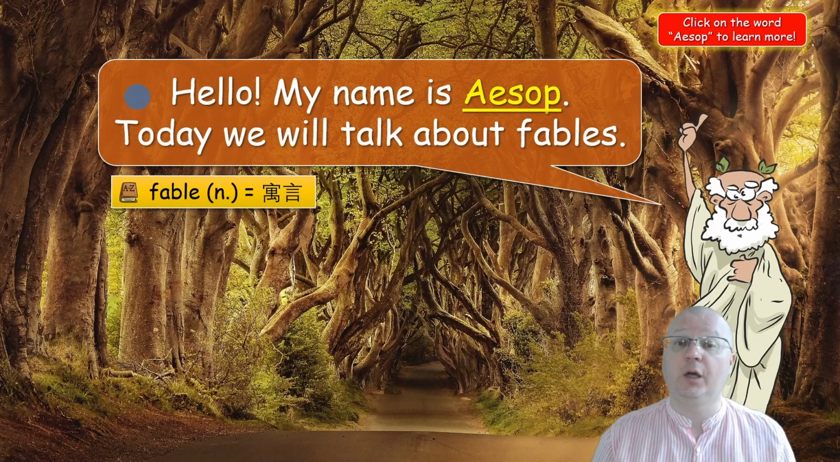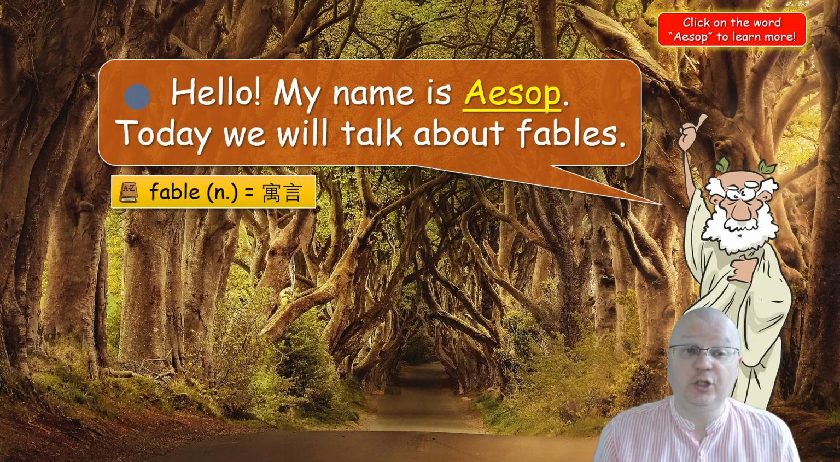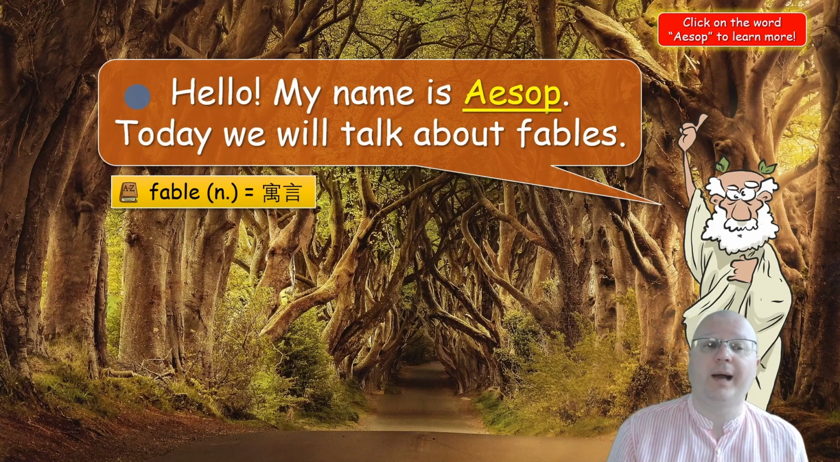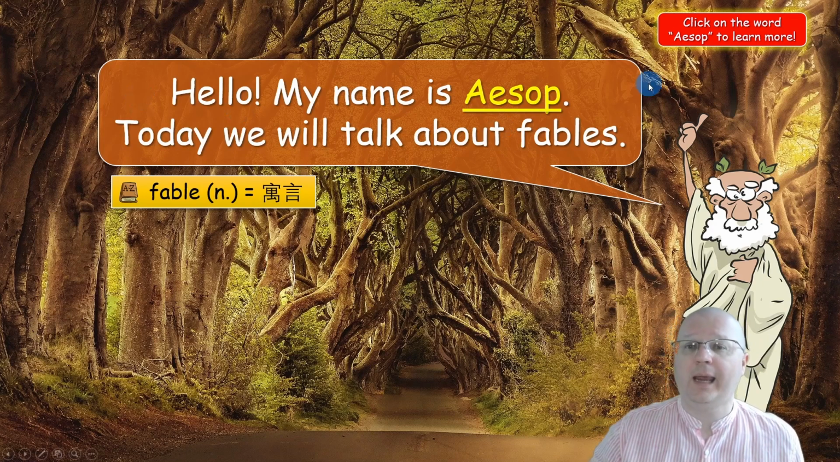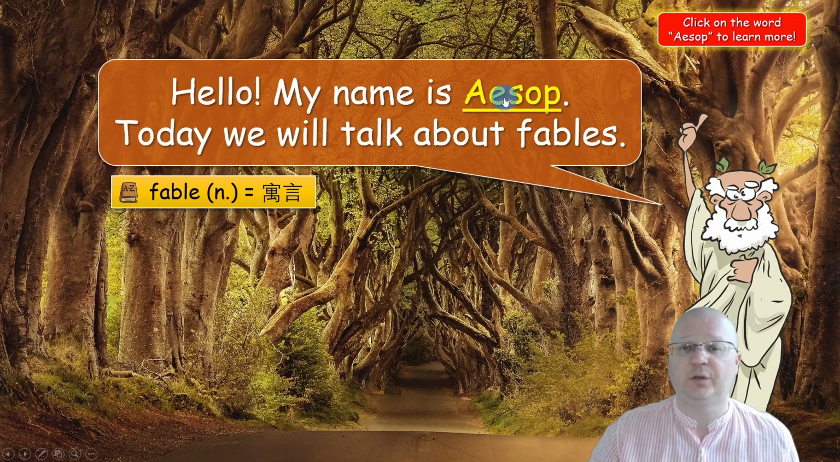And this is the beginning of the class. So you're gonna say, hello, my name is Aesop. Today we will talk about fables. And as you can see here, the name is highlighted and underlined. And this is something to help you so you know what to do. So you can click on the word Aesop to learn more. This word is hyperlinked, so it's going to take it to the slide where you can learn a little bit more about Aesop.